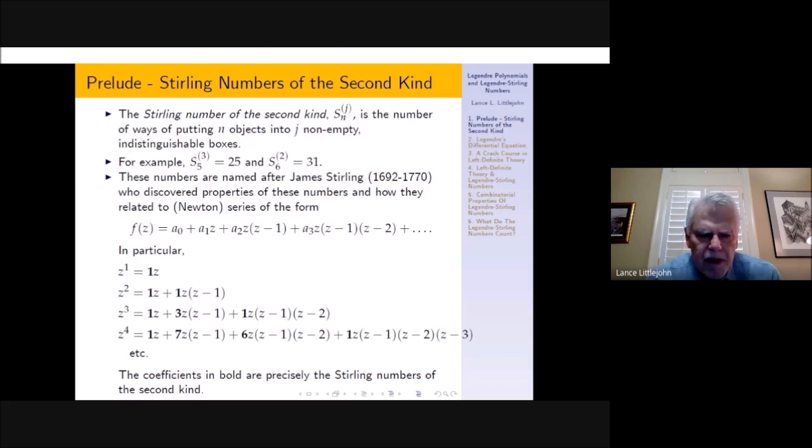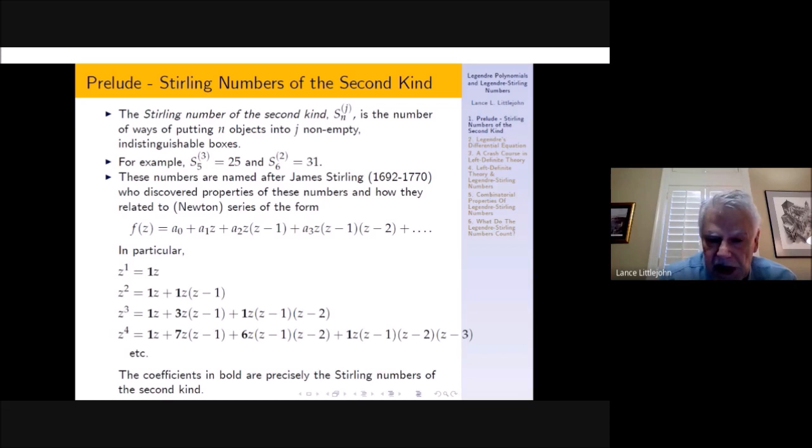And look at this display I've got below. So, for example, if you look at the second line, z squared, of course, z squared is just z plus z times (z minus one). Everything canceled, you're left with z squared. But if you express z squared in terms of what are called falling factorials, you'll see that those bold numbers, one and one in the second line, these are Stirling numbers of the second kind.